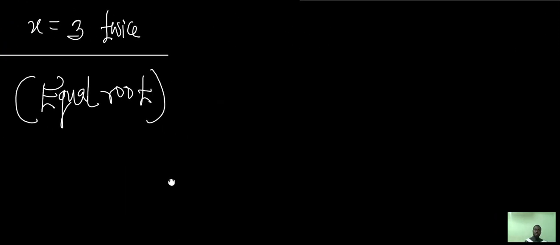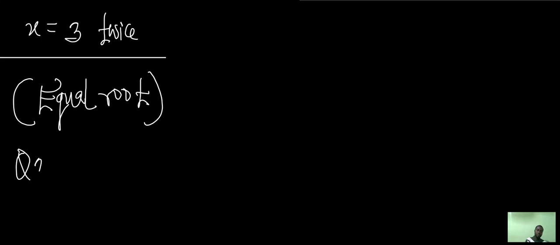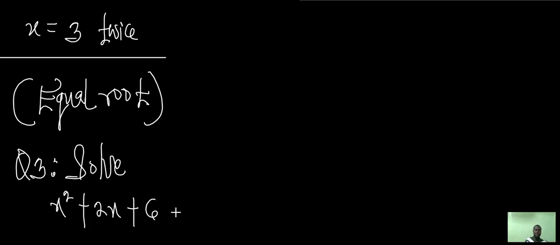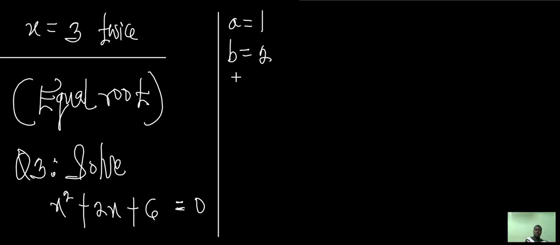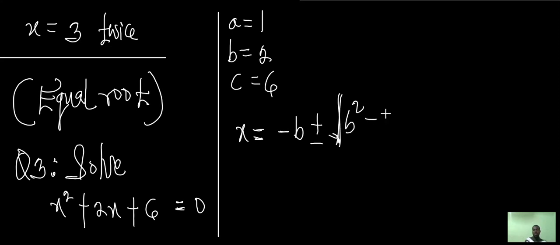Let's take the third one, question 3. We are required to solve x squared plus 2x plus 6 equals 0. Basically, all the quadratics I'm solving using the quadratic formula because of the nature of what we want to learn. A equals 1, B equals 2, C equals 6. I'm sure you know how to identify that now. And by now you can quote the quadratic formula: negative b plus or minus square root of b squared minus 4ac, all divided by 2a.